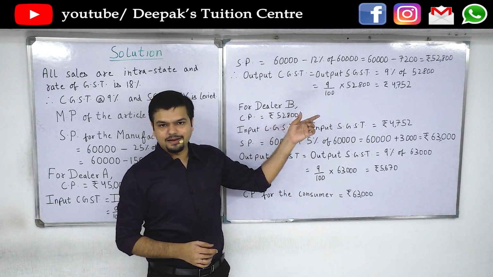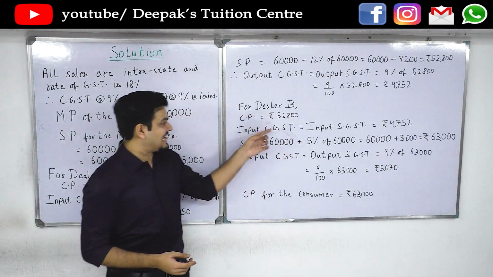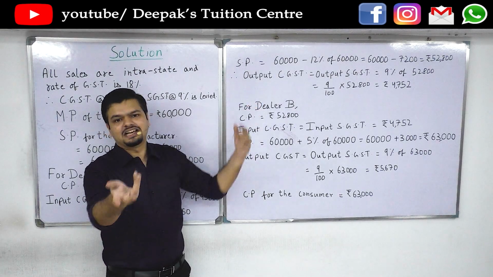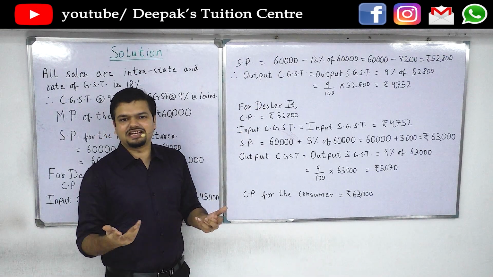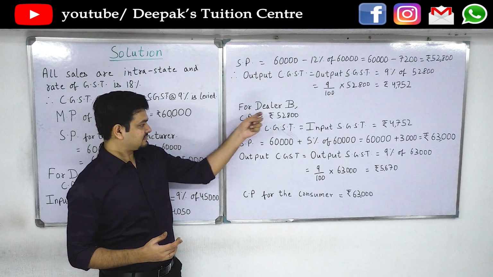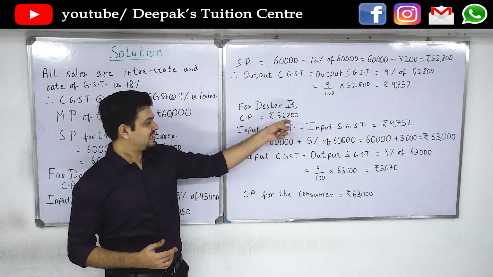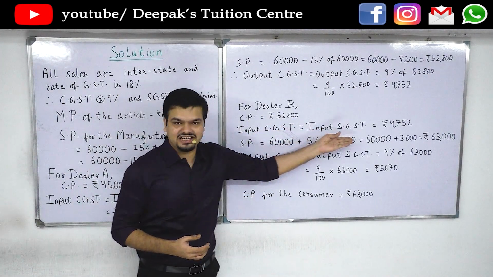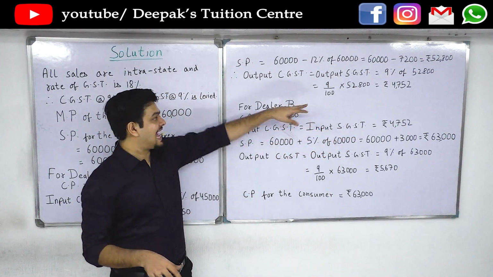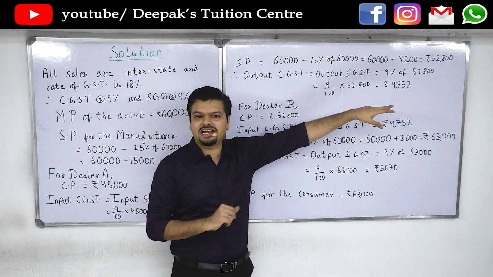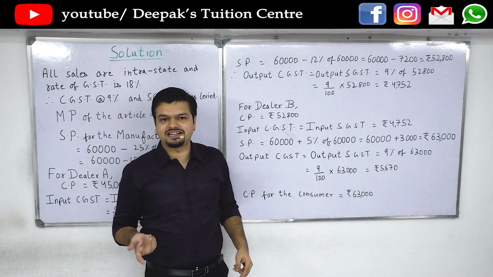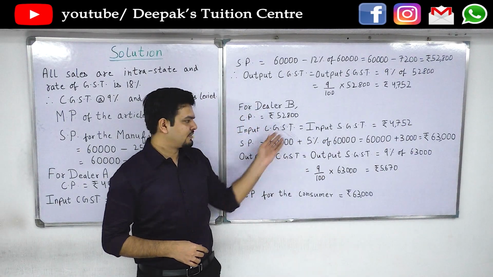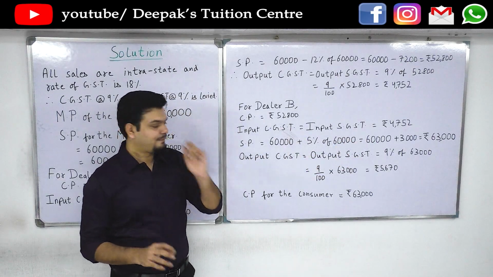That will be rupees 4,752. Obviously, for dealer B, the cost price will be the same as the selling price for dealer A. Since the price at which I sell is the price at which you buy, there cannot be anything else. So the cost price for dealer B is rupees 52,800. Therefore, the input CGST and SGST for dealer B will be the same as the output CGST and SGST for dealer A, because if I pay the tax, you get the tax. That is the logic. So that will be equal to rupees 4,752.